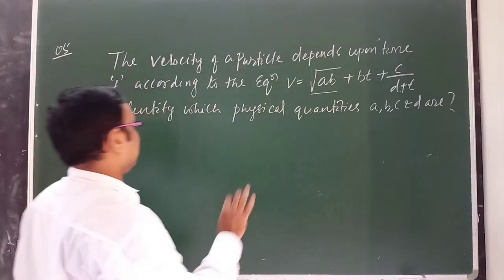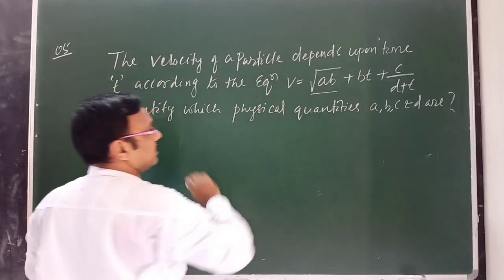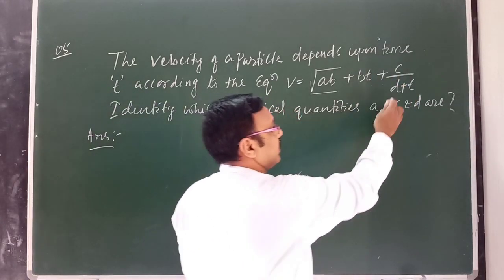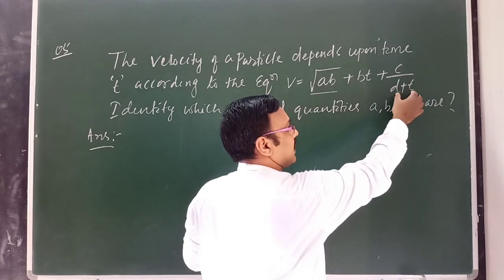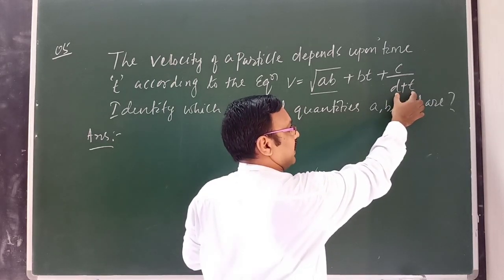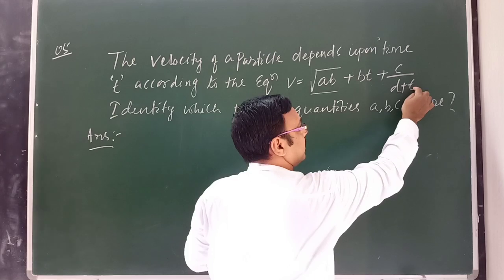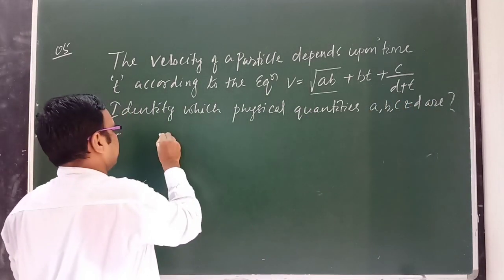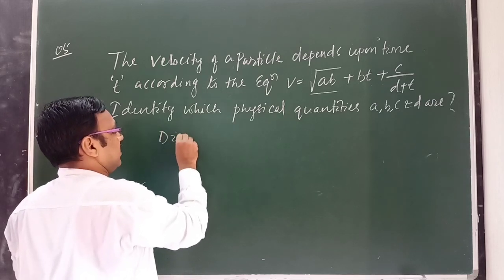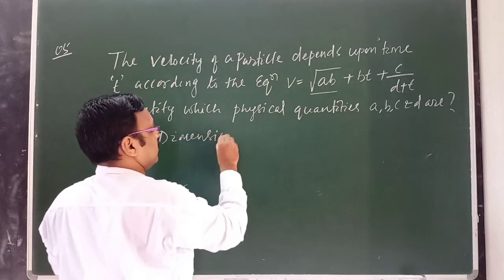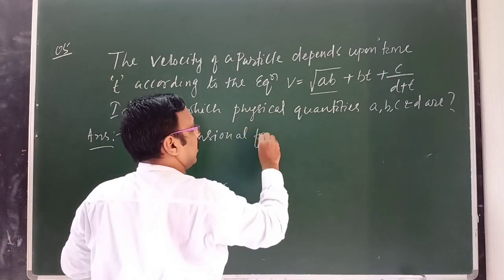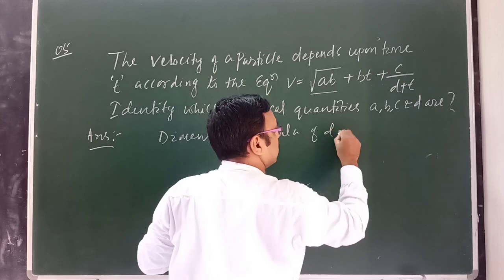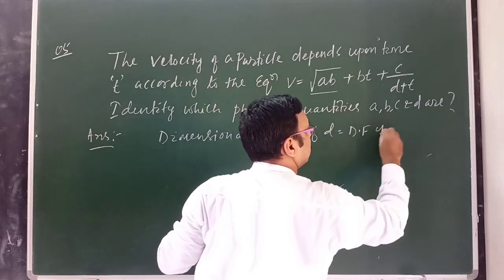So for that let us use the principle of homogeneity. I will start from this side. You see here B plus T is given. As I have told you, like quantities can be added. The dimensions of T should be equal to the dimensions of D. Therefore, first I can write dimensional formula of D equals dimensional formula of T.